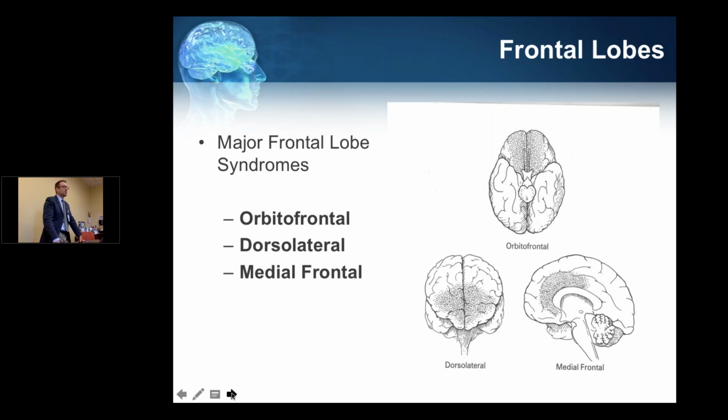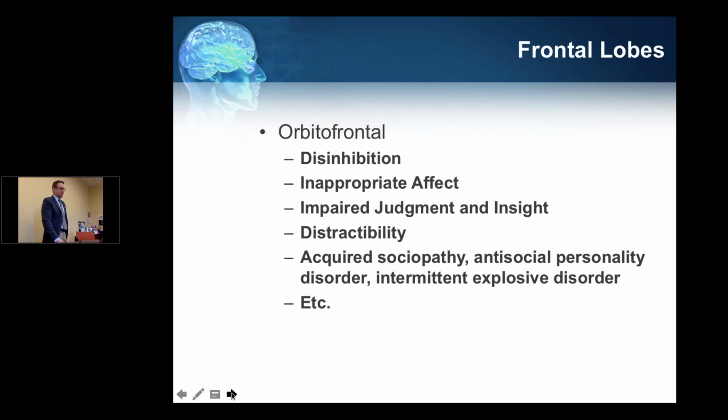And then you have dorsolateral, which is dorsal, top, like a dorsal fin, lateral to the side. So that's these areas right in here. And then medial, which is in the middle. And they all do different things. So orbital frontal: disinhibition, inappropriate affect, bad judgment, not very good insight, super distractible, antisocial personality disorder.